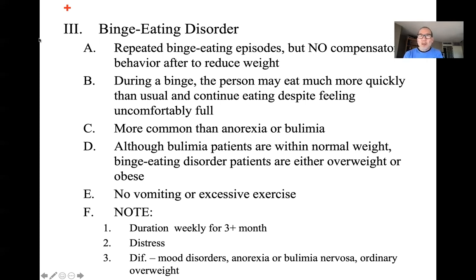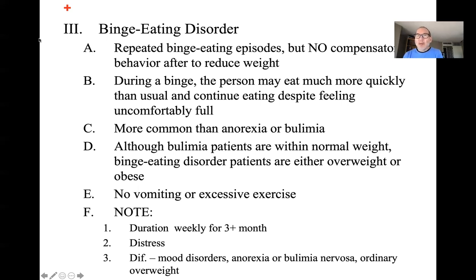During a binge, the person may eat much more quickly than usual and continue eating despite feeling full. Binge eating disorder is far more common than anorexia or bulimia. Offhand, I think prevalence rates are more like 2 to 3%. And although bulimia patients, as you just mentioned, are normal weight, binge eating disorder patients are either overweight or obese.